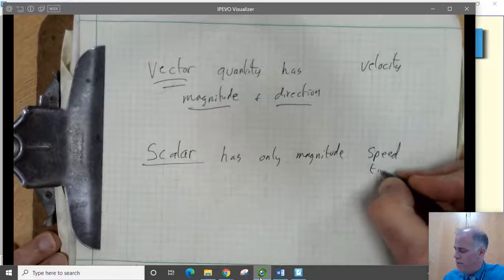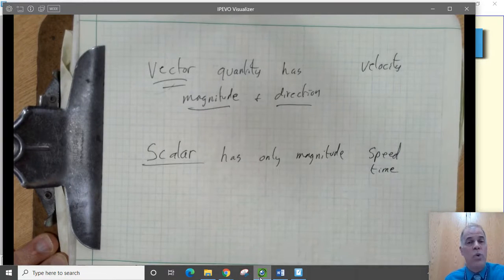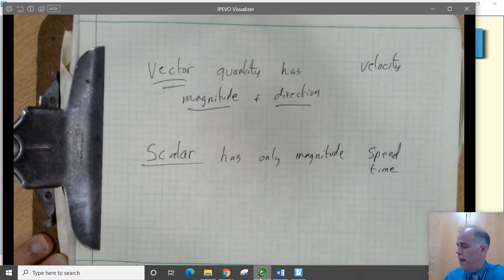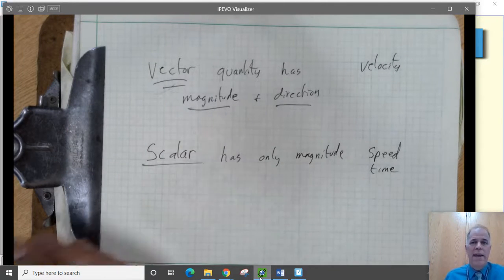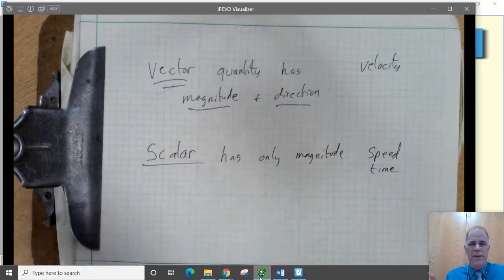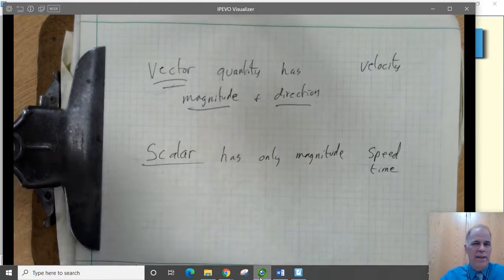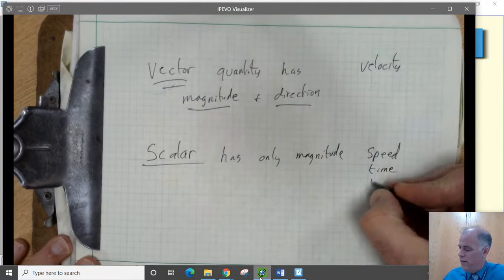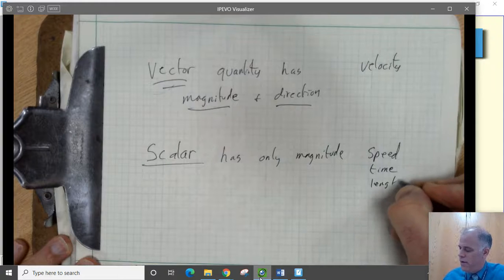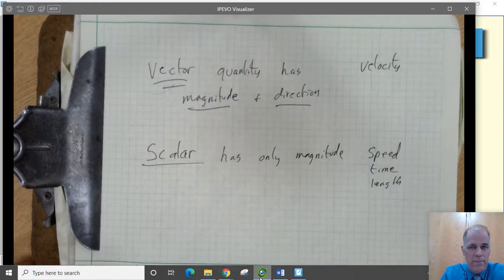So time is another example of a scalar quantity. Likewise, the length of a table. How about the length of a table? Well, a table is like 4 feet long, and it doesn't matter whether the table is oriented north, south, east, west, up and down. We measure the length of the table, and it's 4 feet long. Direction is meaningless. So length would be another example of a scalar.